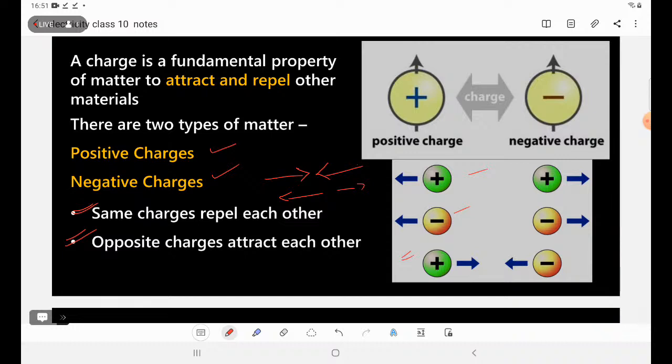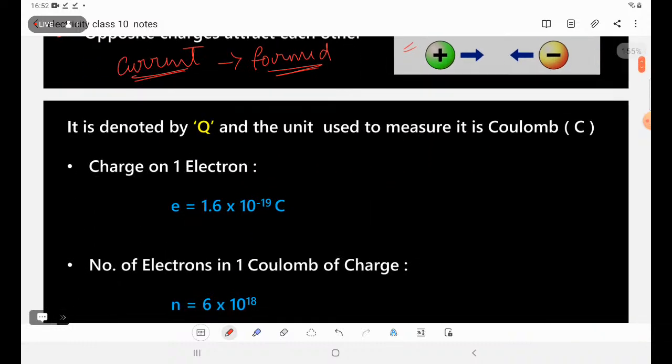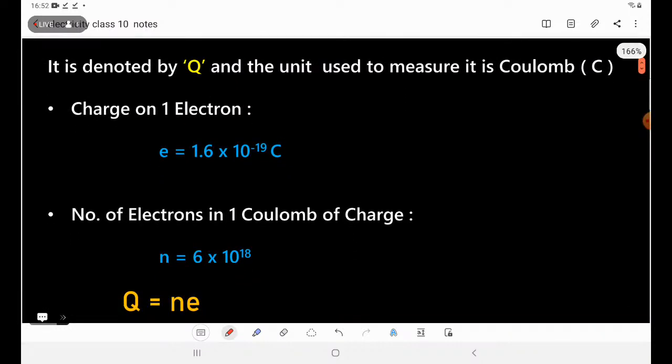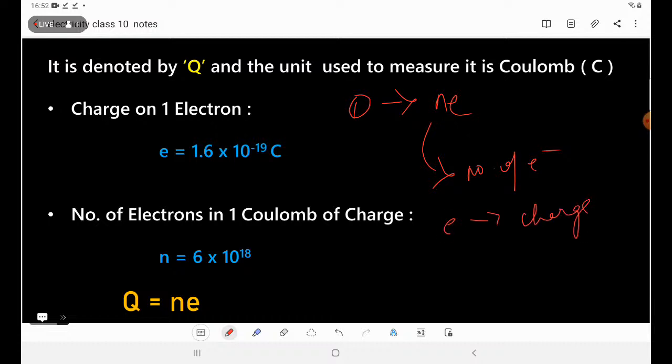If the electric charge is flowing through a conductor, we can say that there is current formed. Now, before going into the topic of current, let us see the formula of charge. Charge is represented by Q. Q's formula is Ne, where N is the number of electrons, and E is the charge of an electron.